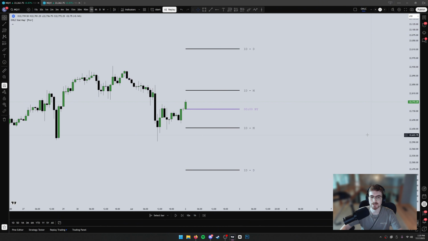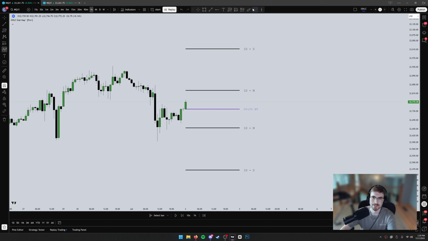The way I use these is super simple for my bias. All I'm doing is looking for the first manipulation level that gets tagged and respected. That's going to be my bias. So let's say our bearish manipulation level gets tagged and it gets respected, i.e. it gets closed below. That's going to be my bias. My bias is going to be bearish for the rest of the day to target midnight open, the bullish manipulation level, and the opposing bearish distribution level on the stat map.